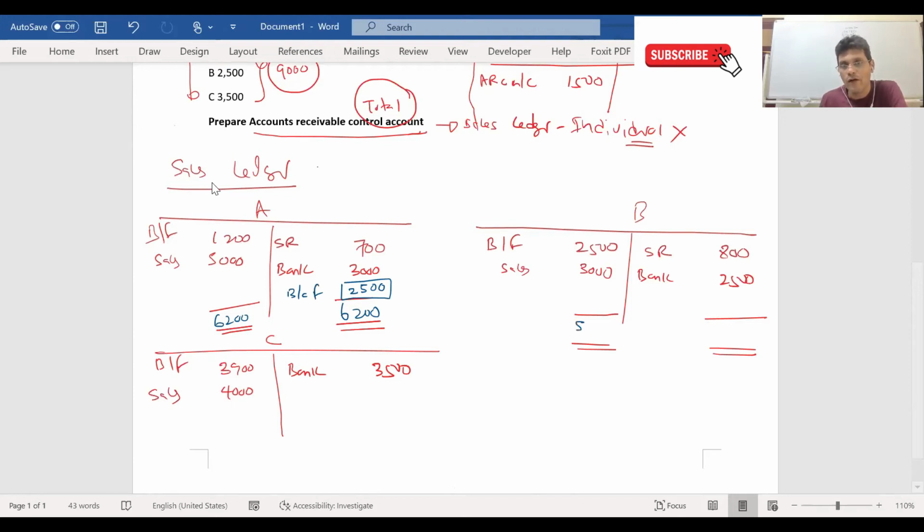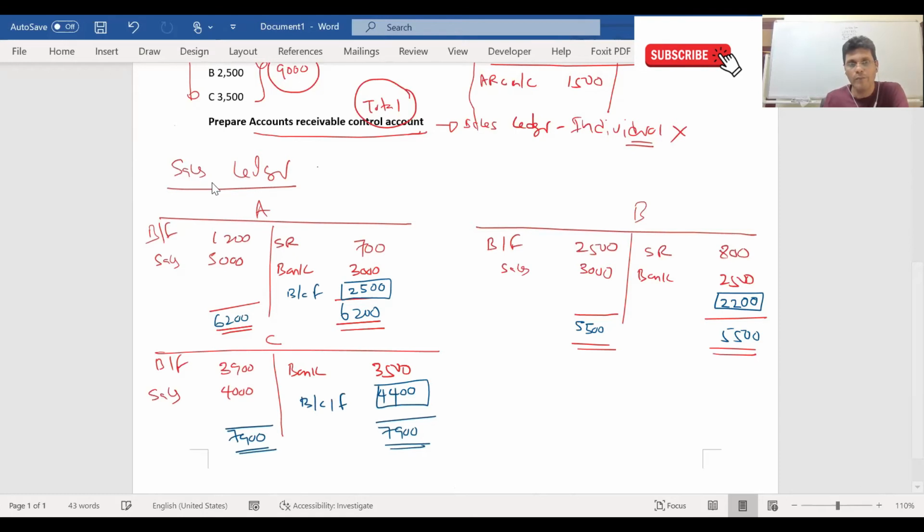Now here 5,500. So total should be 0, 8 plus 5 is 13, plus 2 is 15, 1 remaining, 3 plus 2 is 5, 2,200. And finally, this customer is 7,900, and 4,400. Balance carried forward.